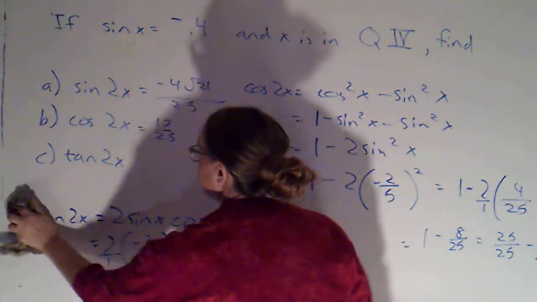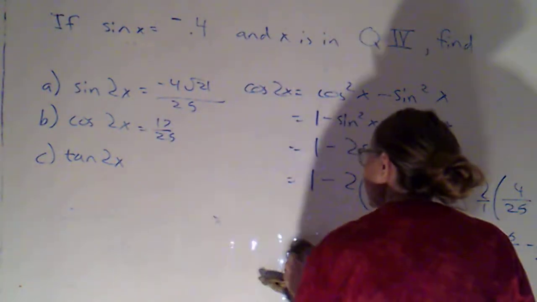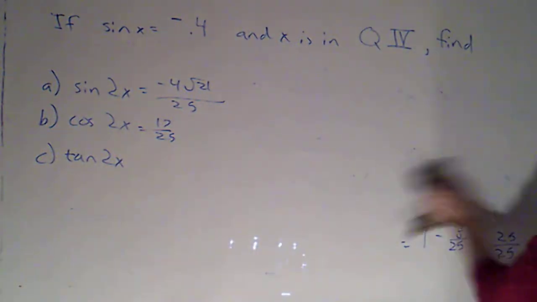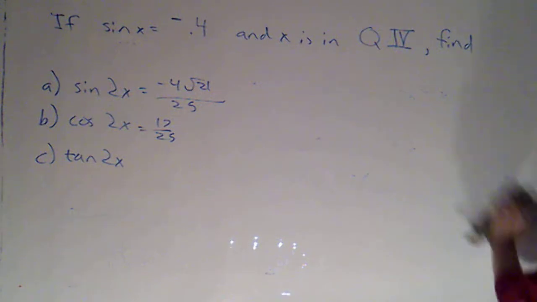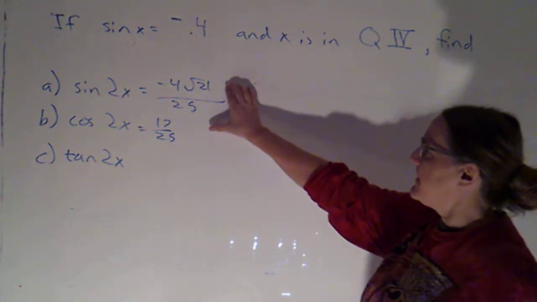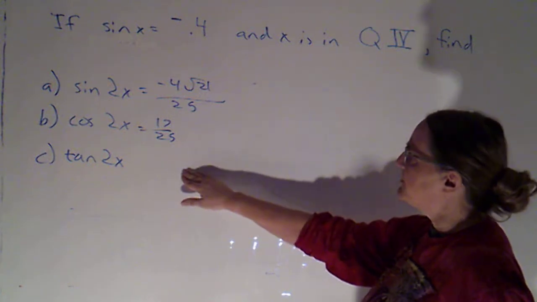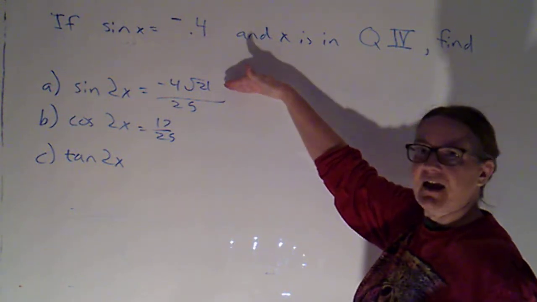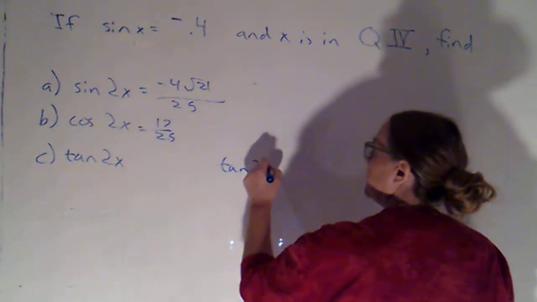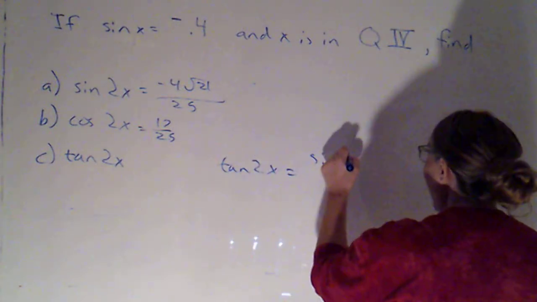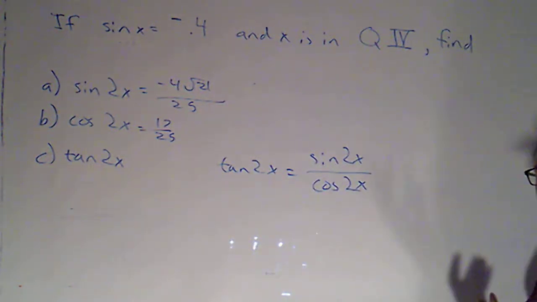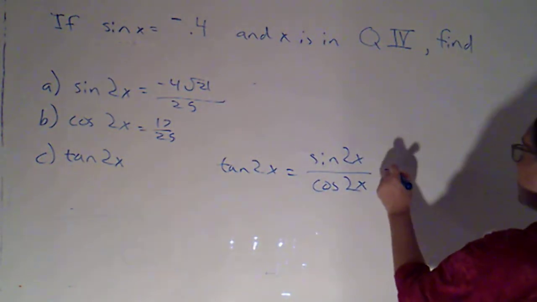Now I want tangent of 2x. Now, if I'd just been asked for that, I might have used the double angle formula for tangent. But having just done this work, I think the simplest way to get tangent of 2x is going to be to take sine 2x over cosine 2x. I don't have to. I've got lots of options. That's the thing with trig identities. They give you lots and lots of different options for things that are all correct.